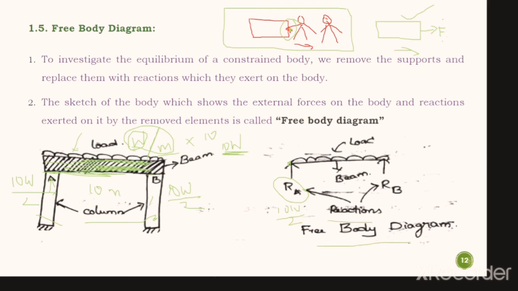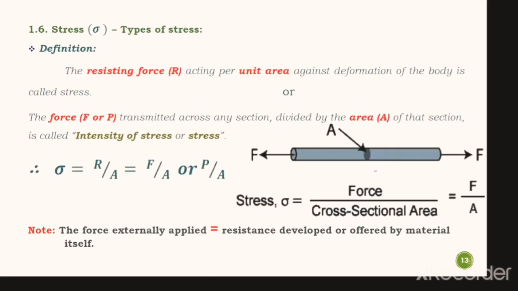Okay, this is nothing but a free body diagram. Therefore, we are removing the columns here, actually, which are responsible for the reactions RA and RB. Okay, we are replacing those columns with the reactions offered by those columns అనమాట. Remember that. Okay, so let me go into the next slide.